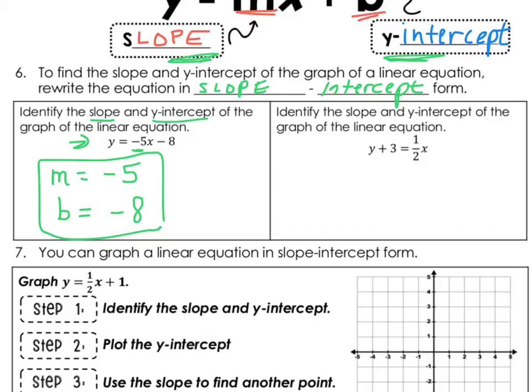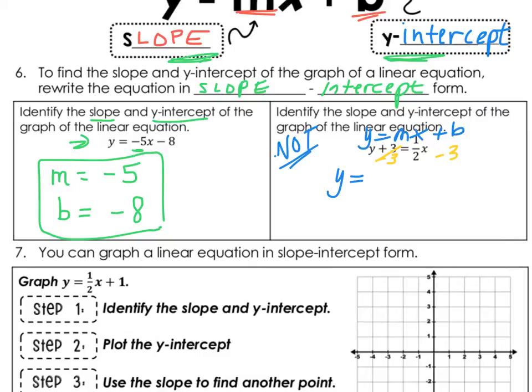Now the next one is not in slope-intercept form. It's not ready to go. So we have to get y by itself. We need to have this y equals mx plus b. So to get the y by itself, this plus 3 needs to go to the other side of the equation. So I need to use inverse operations to cancel it out. Whatever I do to one side of the equal sign, I do to the other.